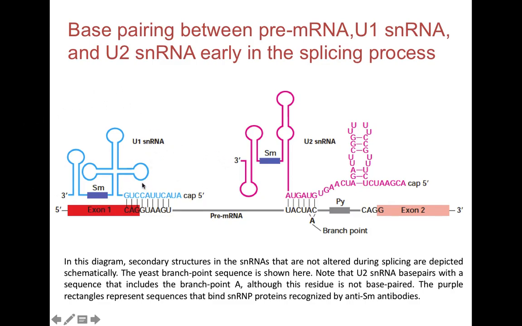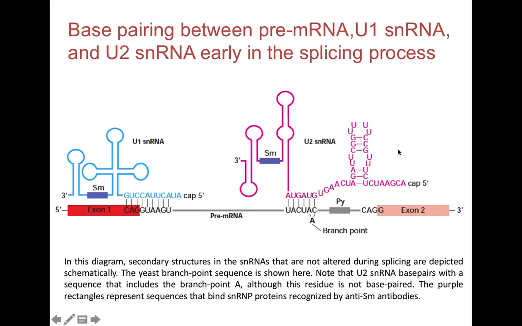So U1 binds at the 5' end of the intron, while U2 binds to the 3' end of the intron. As you can see, the U1 snRNA has a complementary sequence to the 5' end of the mRNA, which overlaps with part of the exon as well. And this complementary sequence helps the snRNA molecule recognize the 5' end of the intron and bind to it.